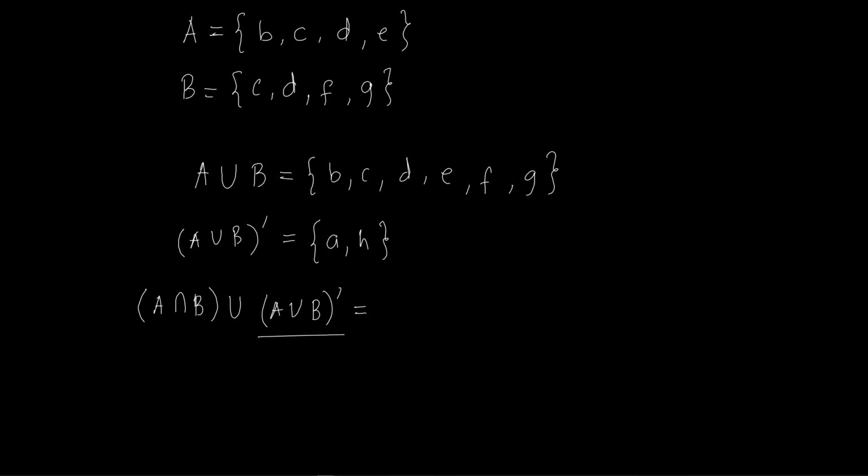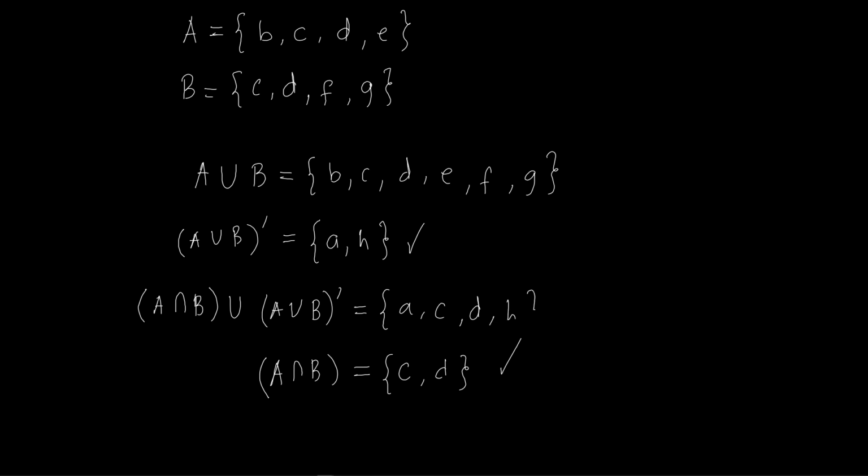So, na naman taning A union of B. Solvan sa na to ang A intersection of B. Ano ng A intersection of B? CD, sir. CD lang. Okay. Then, na natay A union of B prime. Union na lang daw na to. So, unsa man. ACDH, sir. Okay, ACDH. Okay?